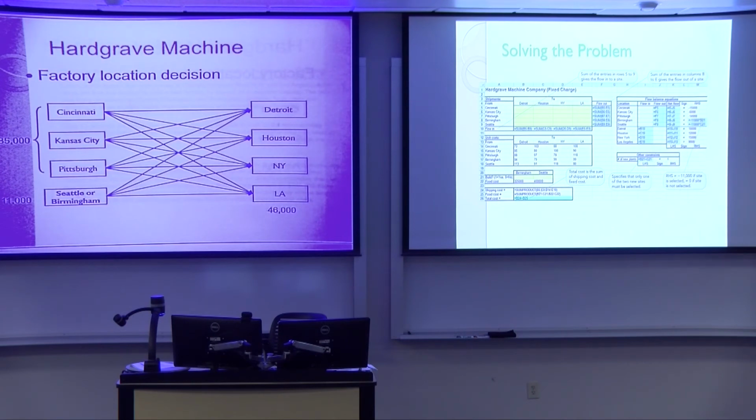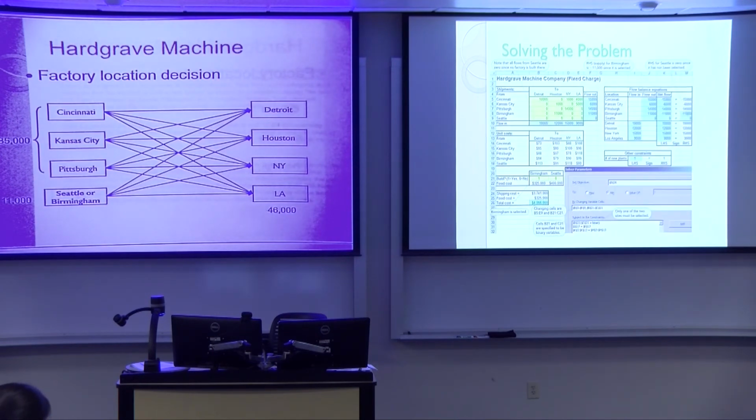Then we have an additional constraint. That is the total number of new plants. That's B21 plus C21. So these two decision variables, adding them up should be equal to 1, since you only want to have one new site. Okay? Are we good? Yes? Okay.